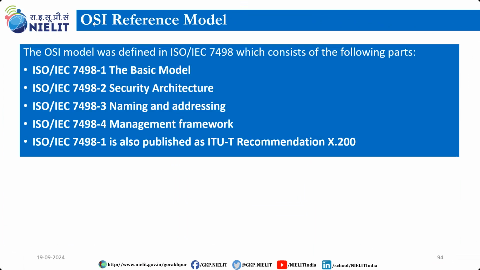And the real ISO OSI reference model is documented and available on the ISO website in the form of ISO IEC 7498-1. The basic model is covered in it. This is the PDF document. You can go to the ISO website where you can find the actual ISO OSI reference model document. And this is the second part, which explains the security architecture of all the aspects of computer networks. And the third is related to naming and addressing concepts, and standards are mentioned in 7498-3.